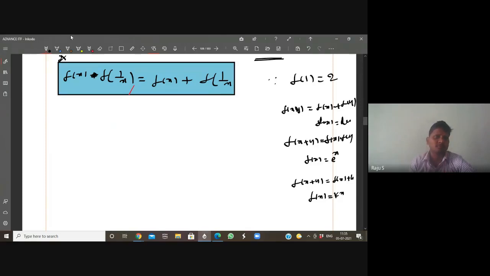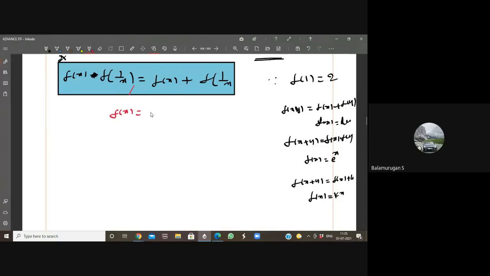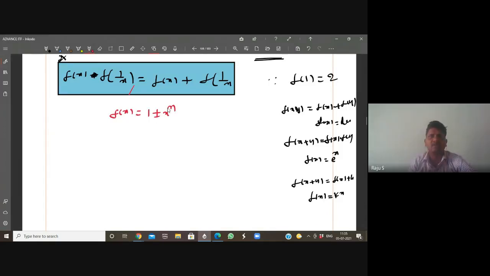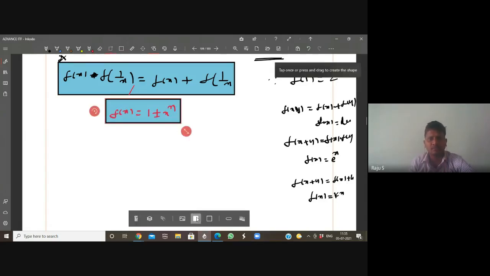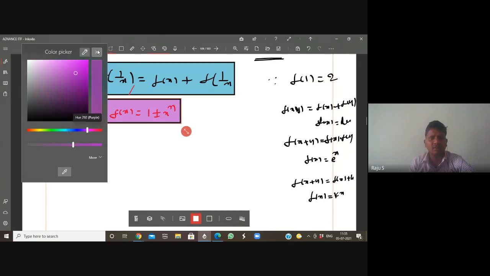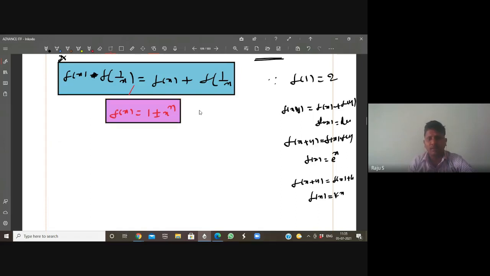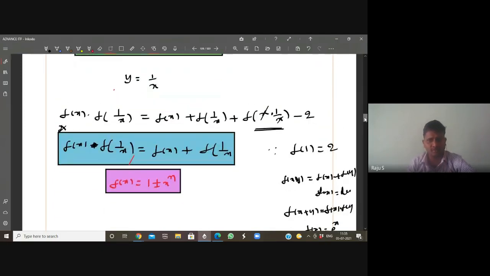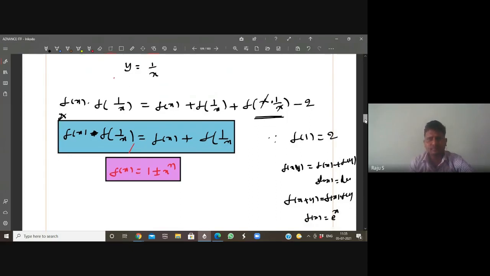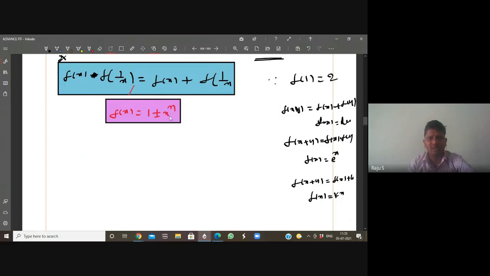Even though we don't know which function satisfies this condition, it is 1 plus or minus x power n. Yes, immediately you have to respond. Whatever I said is very important. Students, try to remember. Based on this condition, they have asked in JEE Mains, even in Advanced they asked 1 or 2 questions. In previous years' questions, you can look at it once. This function satisfies this condition.